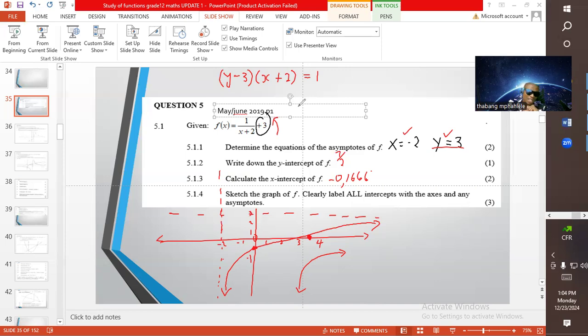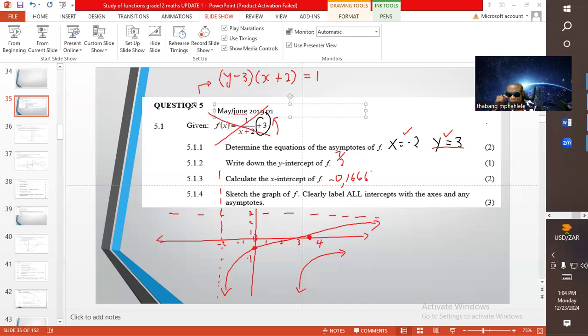Let me say I give you something like this. y minus 3 in brackets, x plus 2 in brackets, equals 1, and ask you the same question which I asked you on 5.1.1. I say to you, determine the equation of the asymptote of f. I don't give you f of x equals 1 over x plus 2 plus 3. Instead, I give you something like this, and I say, determine the equation of the asymptote of f.